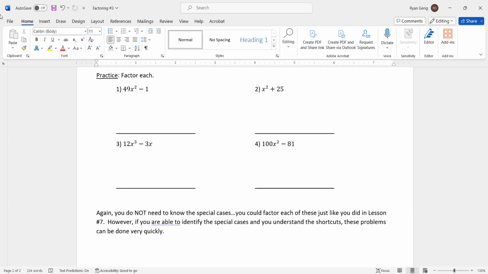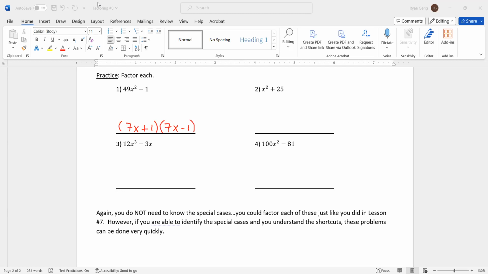And there's no question, this is definitely a special case because the middle term cancels. Square root of 49x squared is 7x. Square root of 1 is 1. So 7x plus 1, 7x minus 1. When you see this special case and you understand it, it goes very, very quickly.